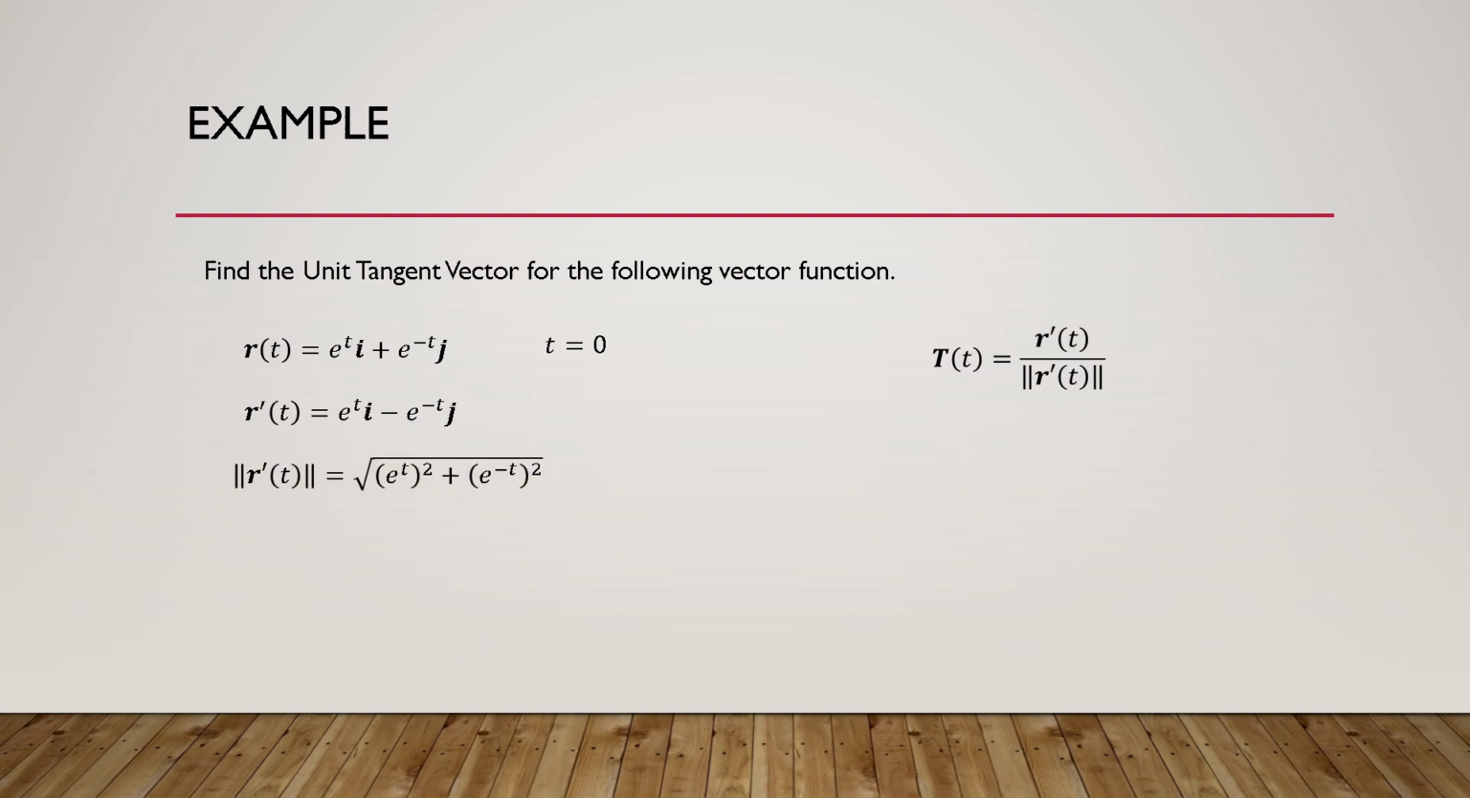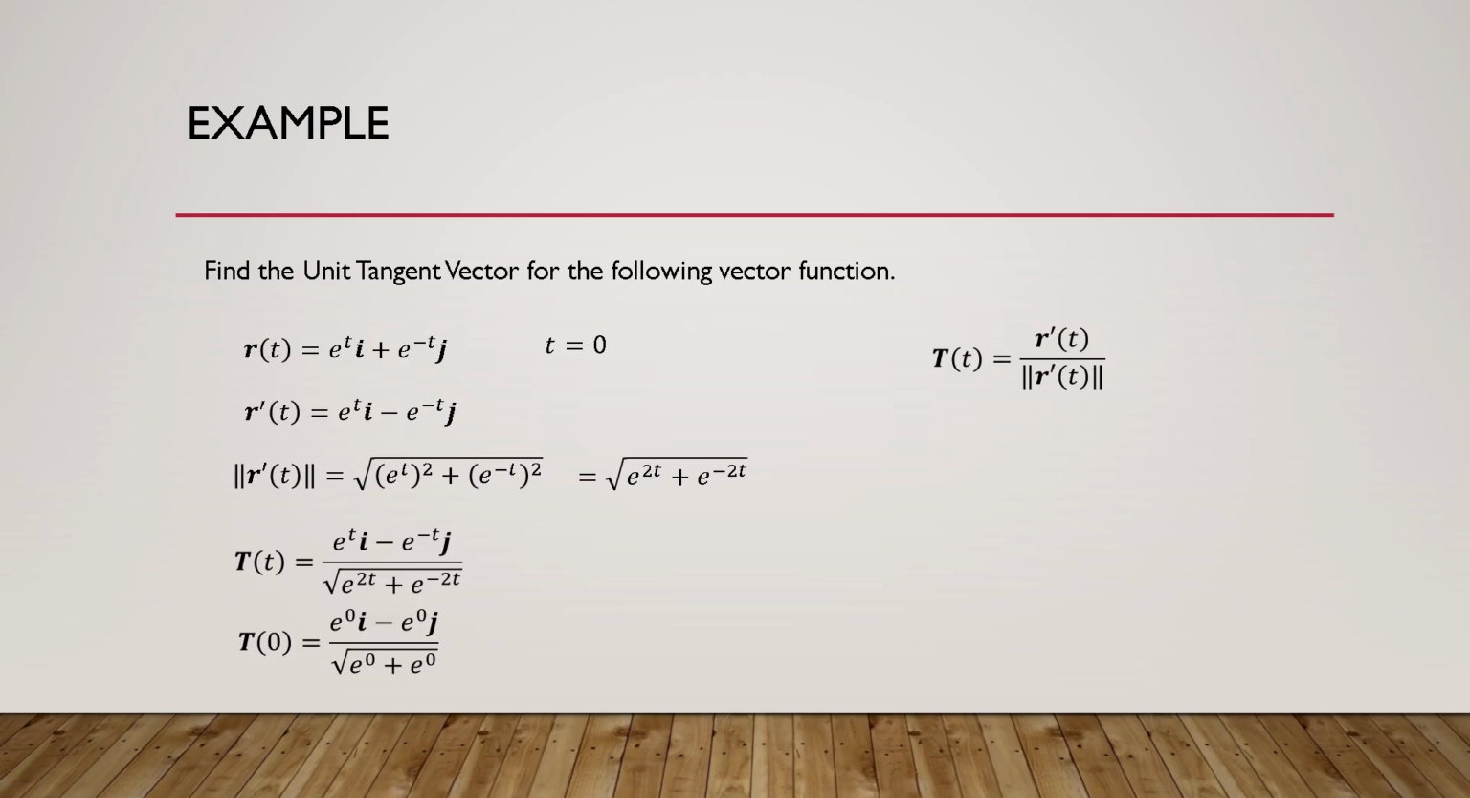The magnitude of r prime of t is then the square root of (e to the t) squared plus (e to the negative t) squared, which equals the square root of e to the 2t plus e to the negative 2t. Combining the two, we can now solve for T of 0, which is e to the 0 i minus e to the 0 j over the square root of e to the 0 plus e to the 0.